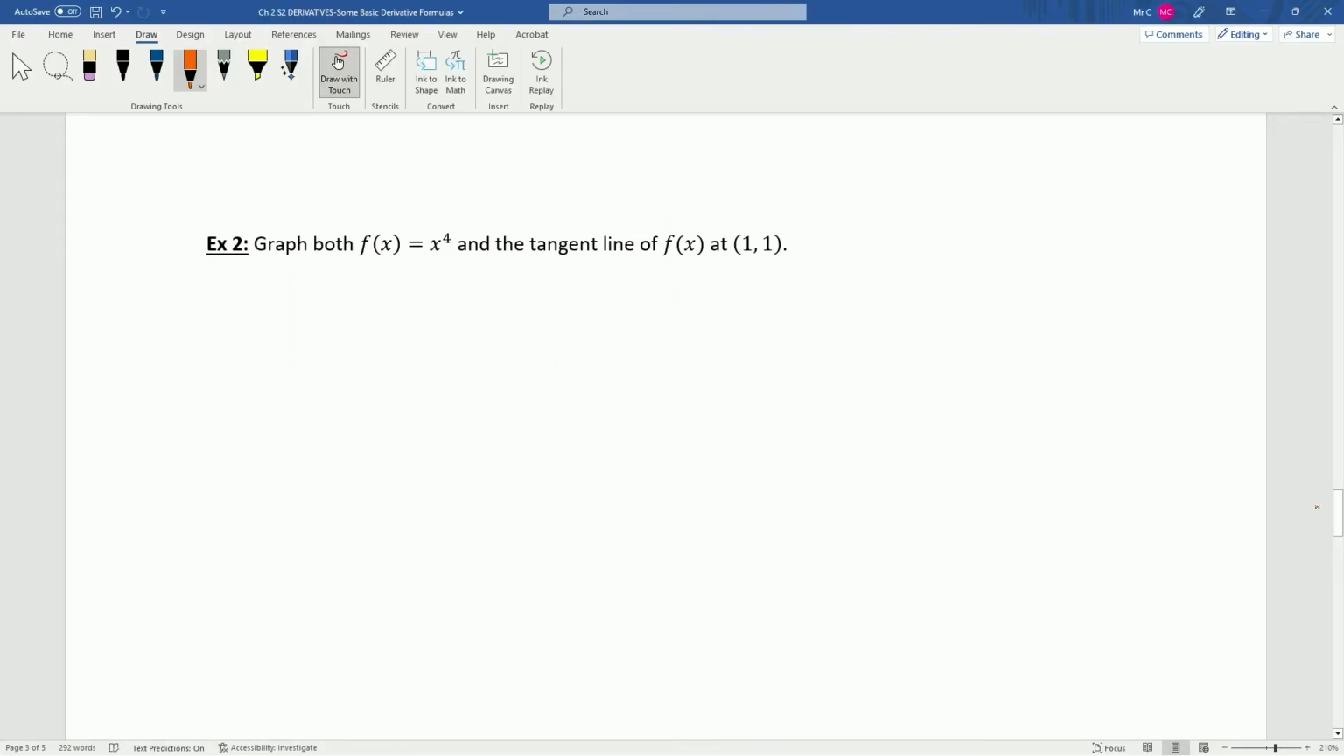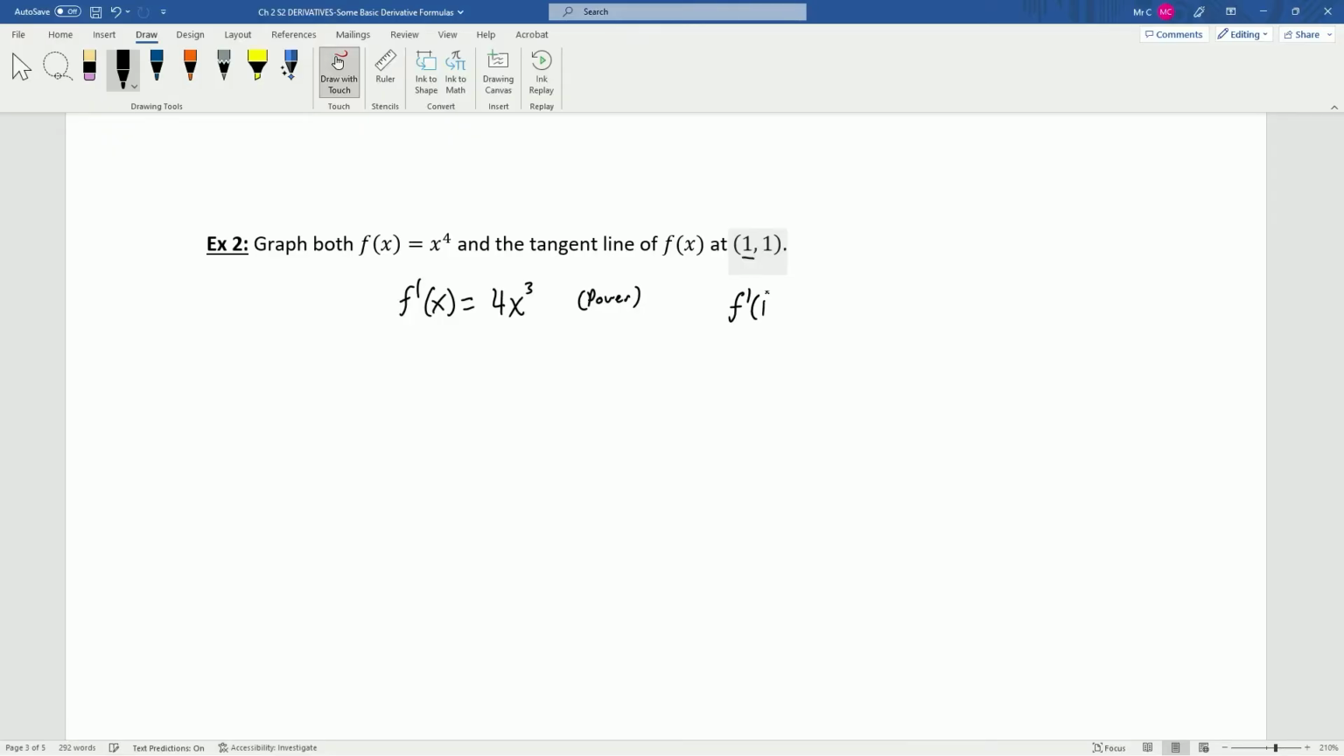All right, now we're going to graph both f of x equal to x to the 4th and the tangent line of f of x at the point 1, 1. So first let's figure out what the tangent line is. Well, for that, we need to know what the derivative is at x equals 1. So f prime of x is just 4x cubed. That's the power rule.